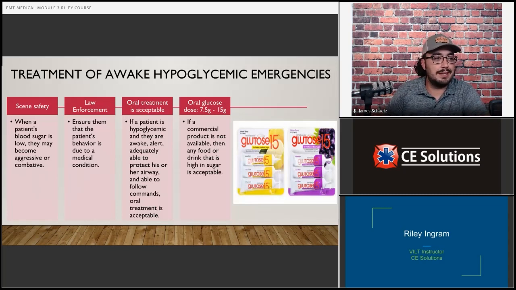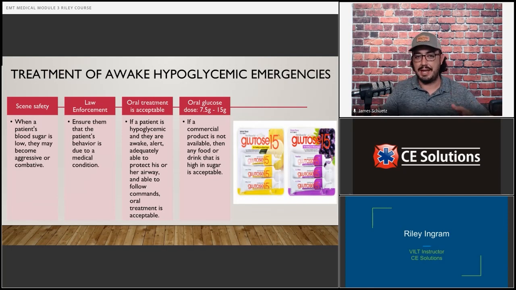All right, so scene safety. Once a patient's blood sugar is low, they may become aggressive or combative. I know several patients in my district that, when we go to their address, we're like, oh boy, here we go. But as soon as we get his sugar up, he's the nicest guy in the world. Law enforcement: you've got 2 things you need to worry about here. First, make sure that the scene is safe and they've got your back in case you start to get your butt whooped. Two is make sure that they're aware of what capacity they need to be there in.